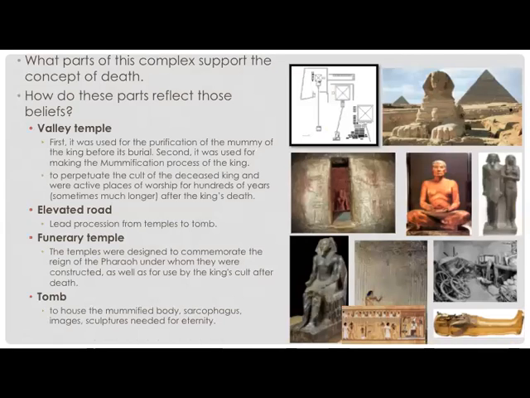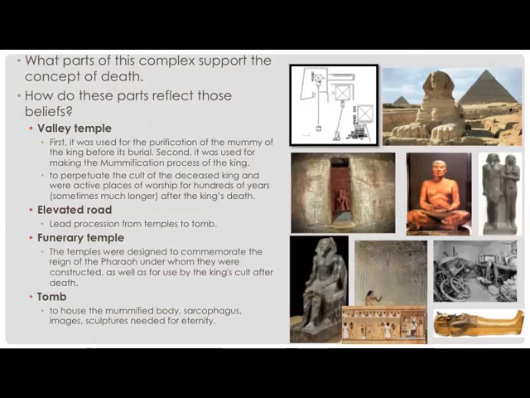So I should have switched to this while I was talking. So all the information that we just talked about is right here, right? So you guys probably all got this already, right? So the Valley Temple, right, was used for embalming. That's where they would actively worship, right? Actively worship the deceased king, right?